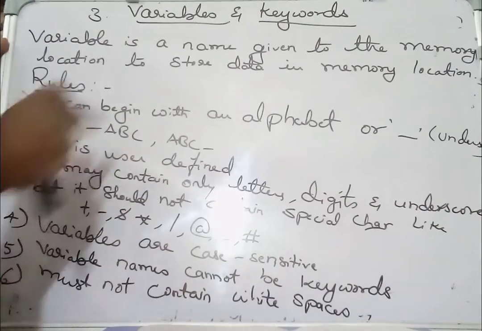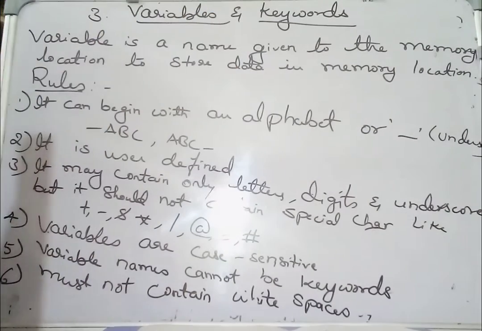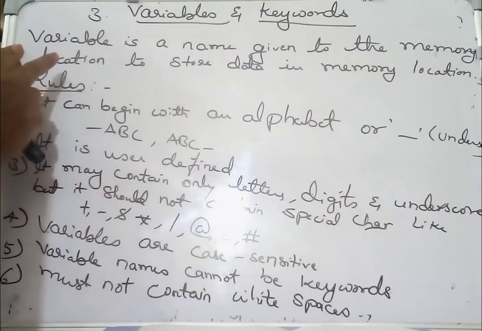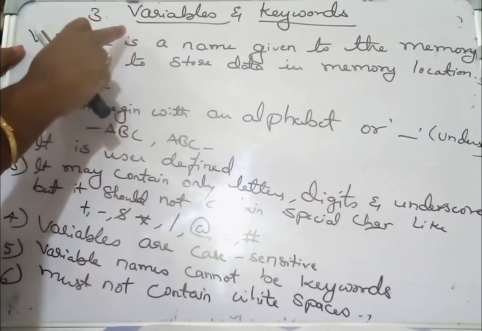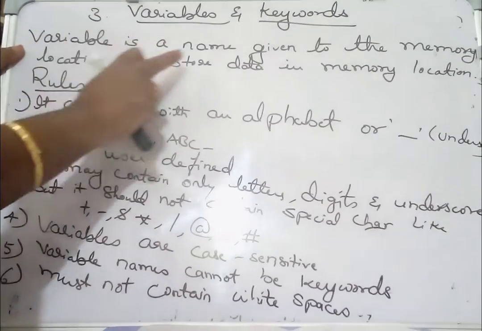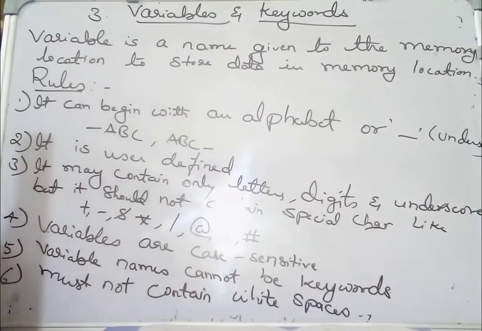Today we are going to discuss variables and keywords. So what actually is a variable? In my previous video I discussed the alphabet set of the C language. So today we are going to discuss one item from that alphabet set, that is, the variable. A variable is a name given to a memory location to store data.